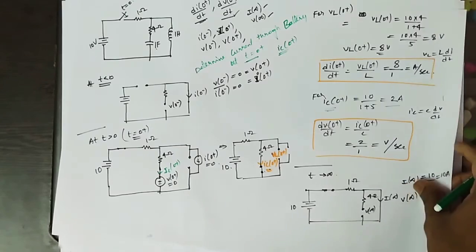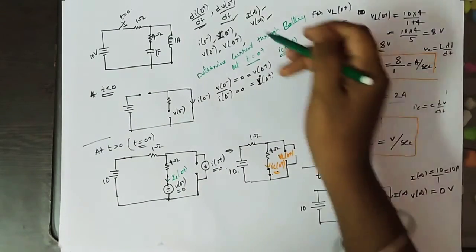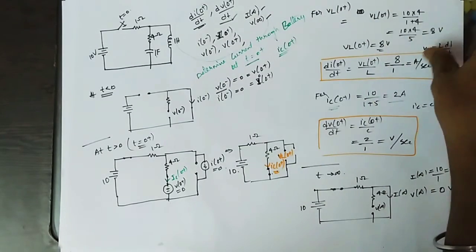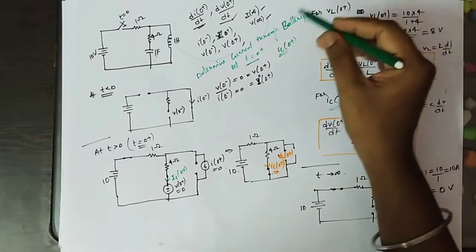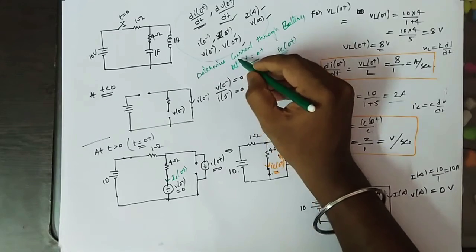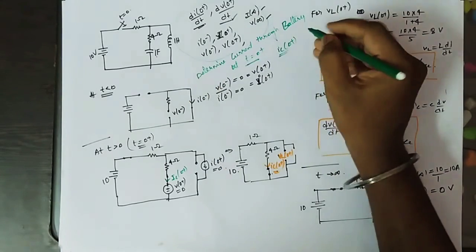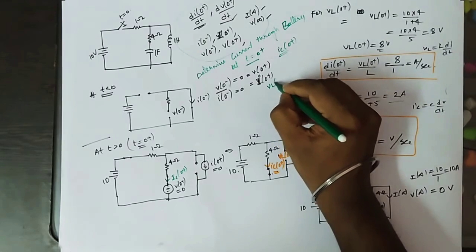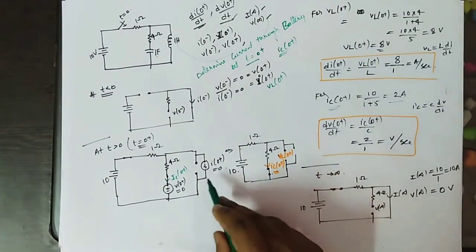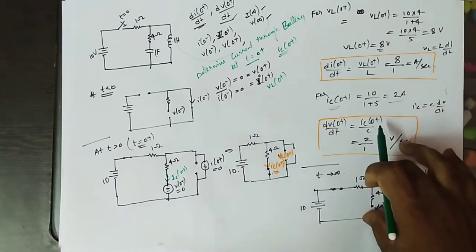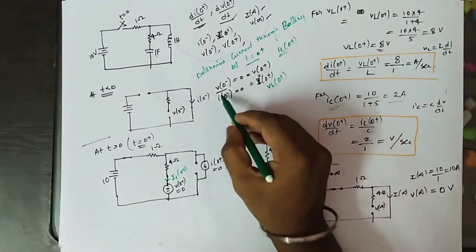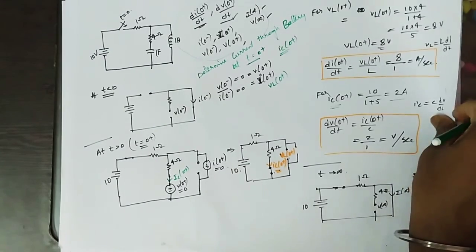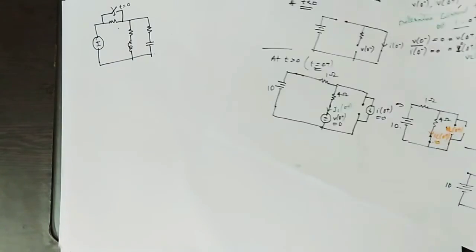So whatever the question asks, you should be in a position to find all these concepts. The questions may also ask you to determine the voltage across inductor at t equal to 0 plus. That means you need to find VL of 0 plus. For finding this, we need to find initial values also. We will solve another sum now based on the same concepts.